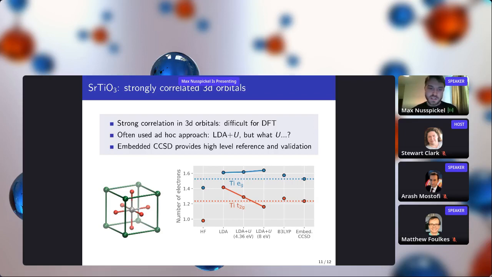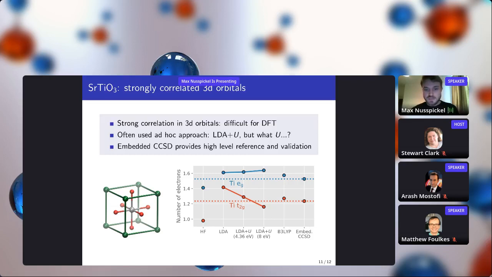So for example, here I plot for different methods the number of electrons you find in either the T2G or in the EG set of orbitals. And the dotted line is our coupled cluster result that we produced. Then you see Hartree-Fock underestimates it, LDA overestimates it. This is often a situation you find: Hartree-Fock is on one side, LDA is on the opposite side, and the truth is somewhere in between.